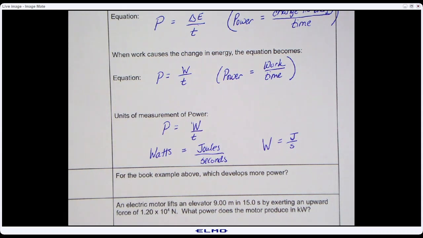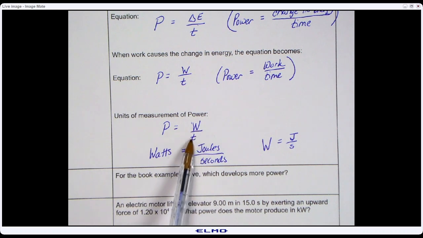All right, so for the book example above, we had just said that the work done in both cases is going to be the same, right? Even though we're splitting it up into smaller chunks for the second example, ultimately you're using the same amount of force and the same displacement, so the work is the same. But now if we look at it from the point of view of your power, which is your work divided by the time.